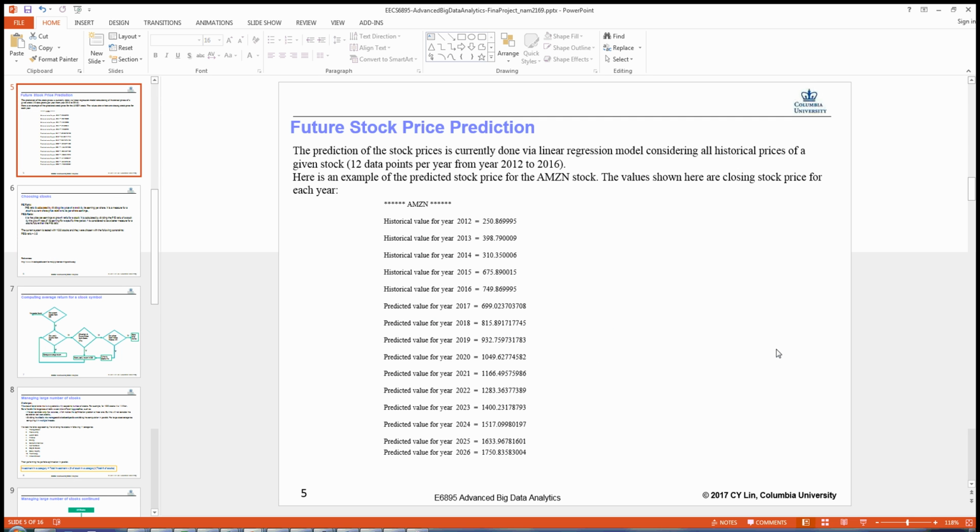Here's an example of my future stock price prediction. I'm using a linear regression model considering all historical prices of a given stock, with 12 data points per year from 2012 to 2016. So I look at all these 60 points and then try to predict the stock prices for the next 30 years. And here's an example of the predicted stock price for Amazon. As you can see, it seems like Amazon stock will be going up, and in 2026 it will be 1750.